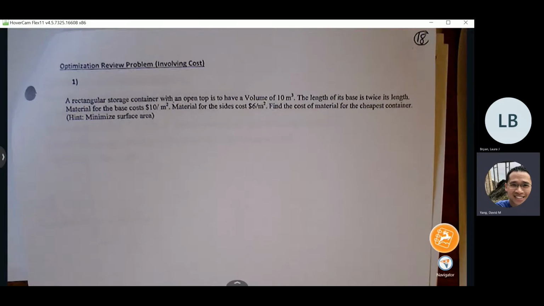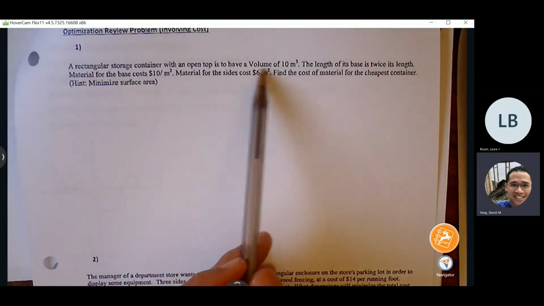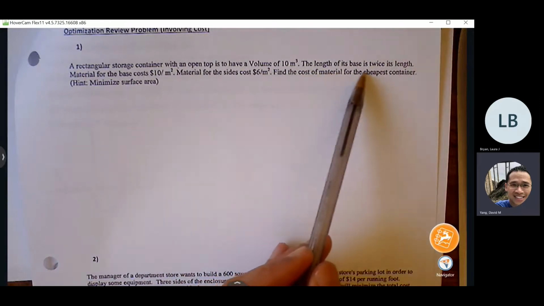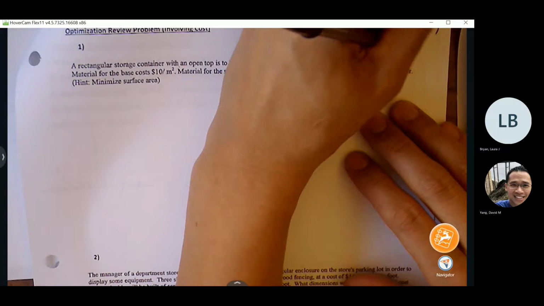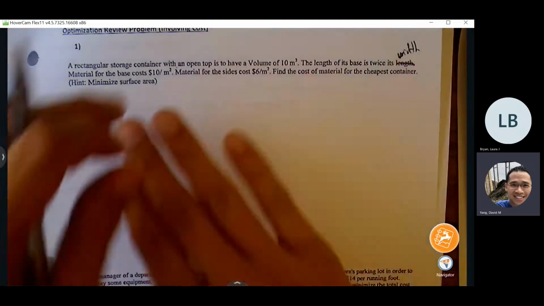Okay, so page 18, we have a rectangular storage container with an open top, volume of 10 cubic meters. The length of its base is twice its width. I'm going to say width here. Material for the base costs $10 per square meter. Material for the sides costs $6 per square meter. Find the cost of material for the cheapest container. So the hint is that we're optimizing, minimizing surface area. Okay, let's draw our box here.